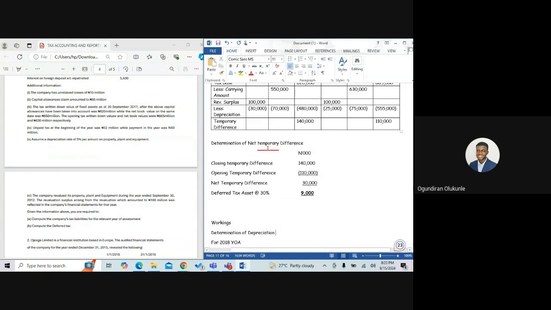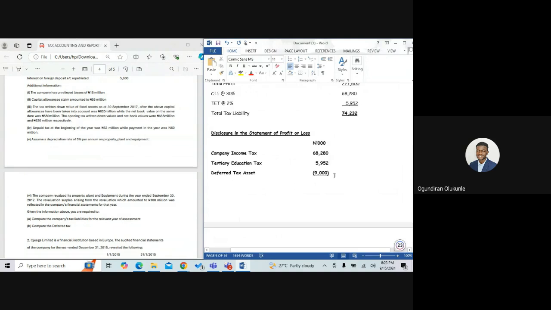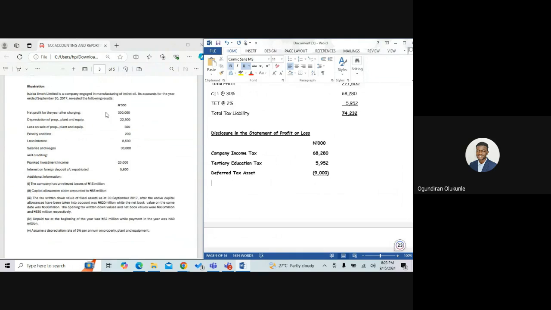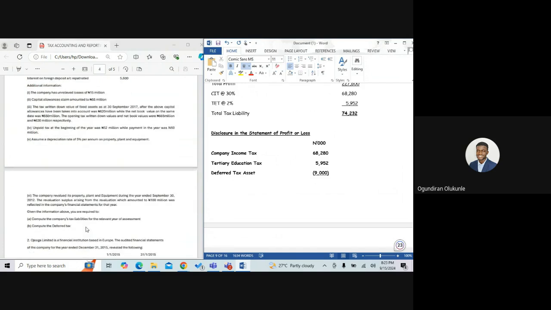So that's the presentation in the statement of profit or loss. The next thing we want to check is, during the period, was there any under or over provision for the previous year? For this question, there is no under or over provision for the previous year. So as we do not have under or over provision for the previous year, it means the amount in the P or L is how much?